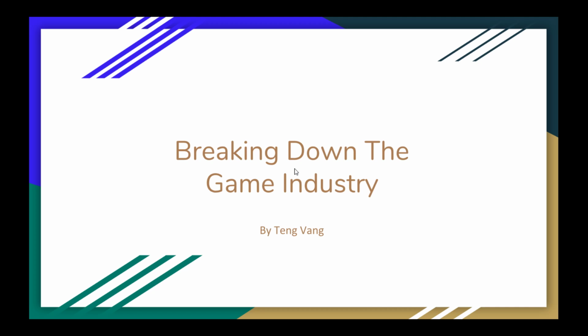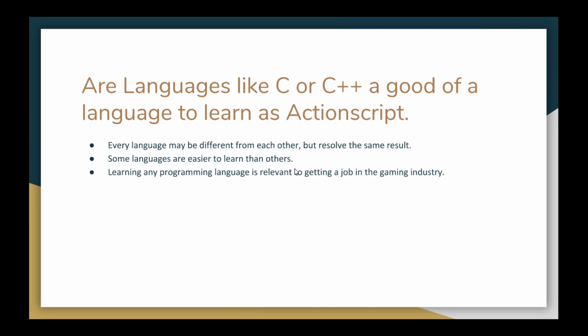So the first question was, are languages like C or C++ a good language to learn as ActionScript? Now, I feel that every language is very important to learn if you're going into programming and game design, because every language is pretty much the same thing, because you're always going to achieve the same results that you want to achieve. But some languages are easier to learn than others. But at the same time, it is still very relevant to learn a language.